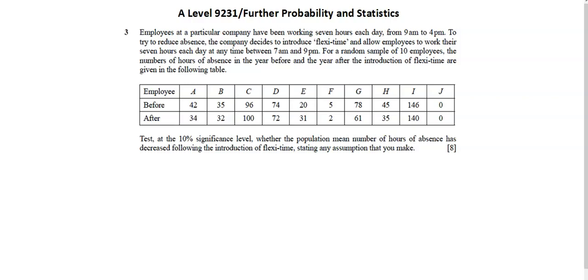Test at the 10% significance level whether the population mean number of hours of absence has decreased following the introduction of flexi-time, stating any assumption that you make. In this scenario, we're looking at differences. We're going to use a paired sample t-test. Let's begin with the last part of the requirement, the assumptions. There is one assumption that we need to make or state. The population of differences is normally distributed.